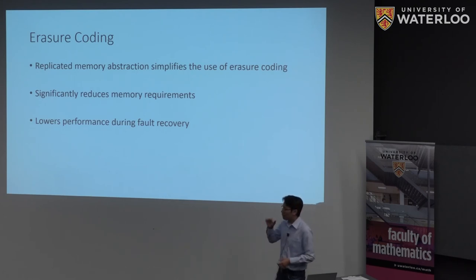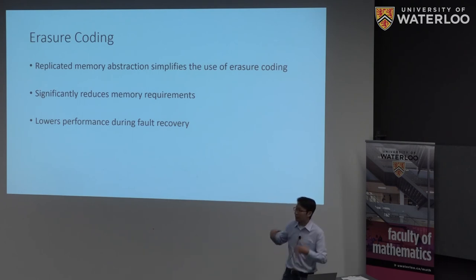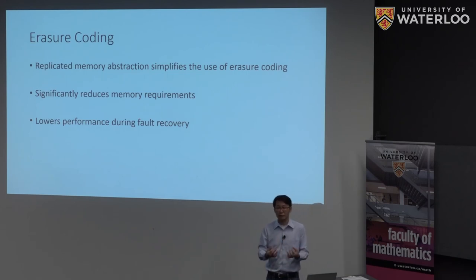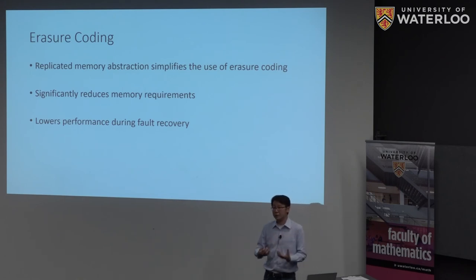Now, the complexity of consensus protocols in the past has made it very difficult to make use of erasure coding. You basically don't want to make a complex system even more complex by introducing erasure coding. However, SIFT's replicated memory model actually makes it really simple for us to implement erasure coding in our system. And by doing so, we're able to significantly reduce the costs of SIFT deployment.